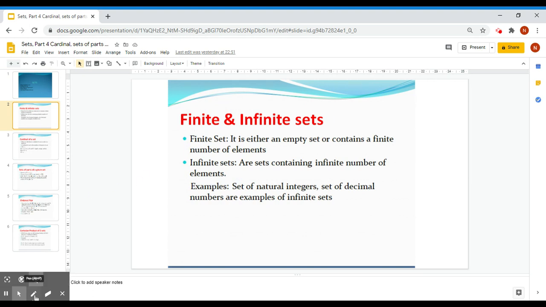A finite set is a set with a limited number of elements. It could be either an empty set or contain a finite number of elements. An infinite set is a set containing an infinite number of elements. An example of an infinite set is the set of natural integers or the set of decimal numbers. These are sets that contain an infinite number of elements.